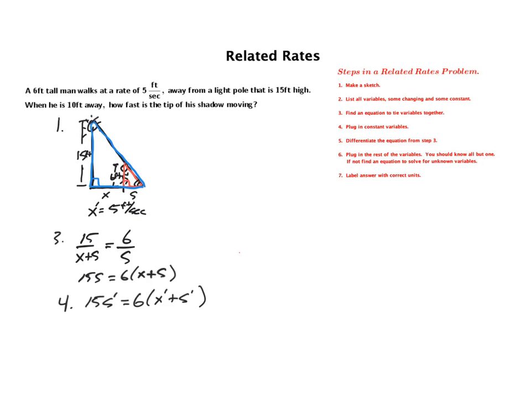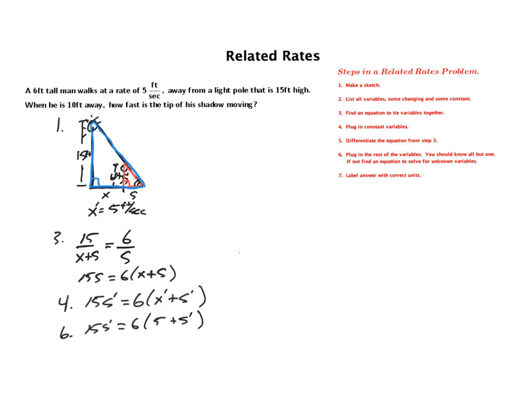So we're at step 6 now. That's going to be 15 s prime equals 6 times, well, x prime is 5 feet per second. That's the speed that the person's walking away from the light pole. So that's going to be 5 plus s prime. Next we're going to solve for s prime. That's the only variable left.